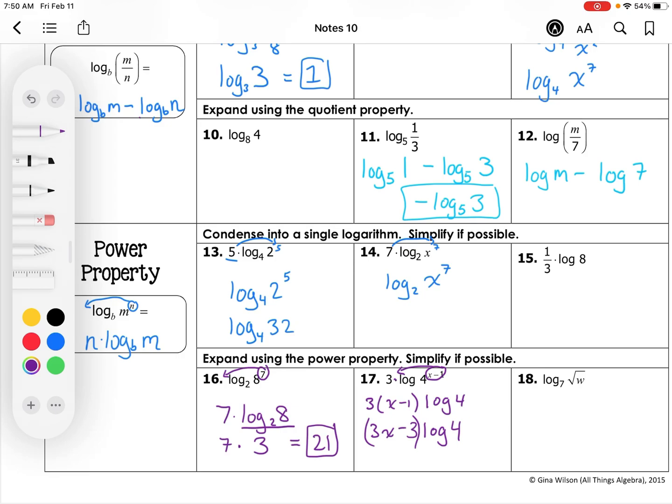Now, I believe you could leave it like that. Another way to do it is if you distribute that log 4 to both of these terms here. Maybe saying 3x log 4 minus 3 log 4, just because we're expanding and you want to stretch it out as far as possible.